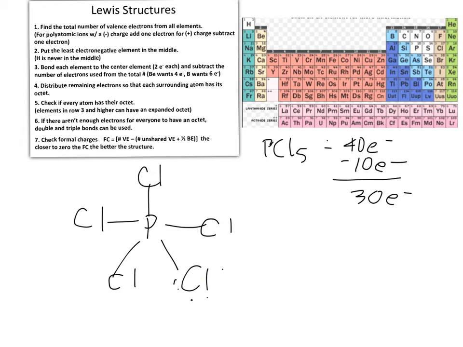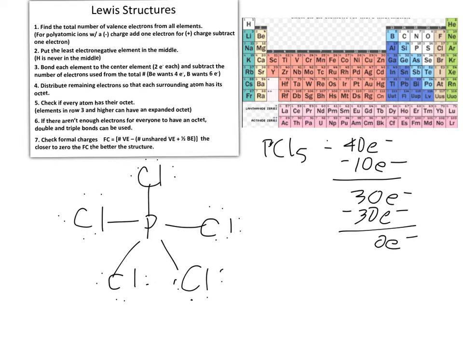So 1, 2, 3, 4, 5, 6 on each of the five chlorines. Okay, 6 times 5 is 30. So I've used up my 30 electrons, and I have no more electrons to distribute.